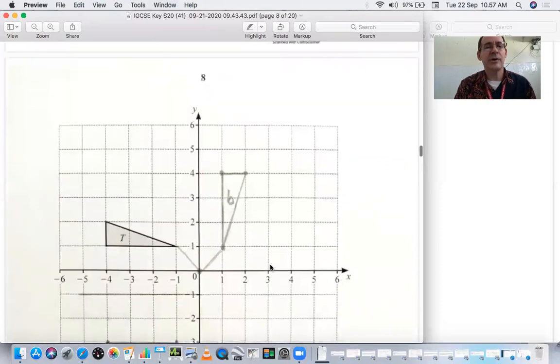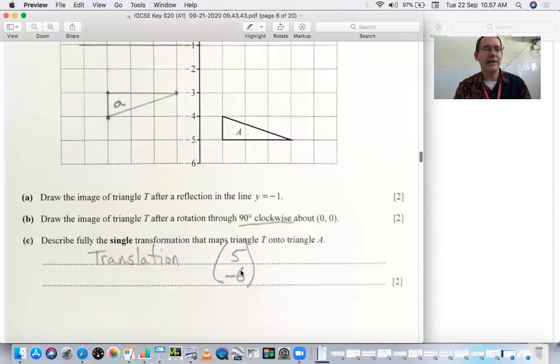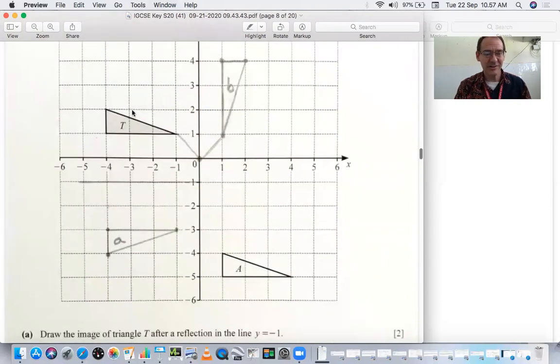On to the next question, here we have a transformations question. For part A, draw the image of T after a reflection in the line y equals negative 1. So here's our T, that's our object. And then we want to make the image. So we reflect it over y equals negative 1, which means it crosses the y-axis at negative 1. It's a horizontal line. So all you have to do is count from each vertex perpendicularly to your line of reflection, and then do the same thing on the other side.